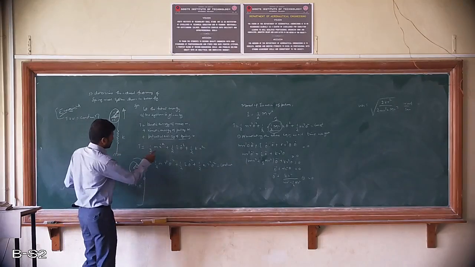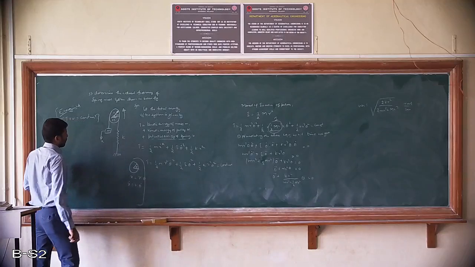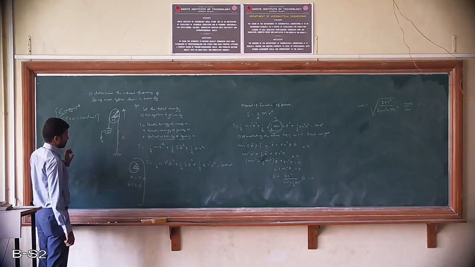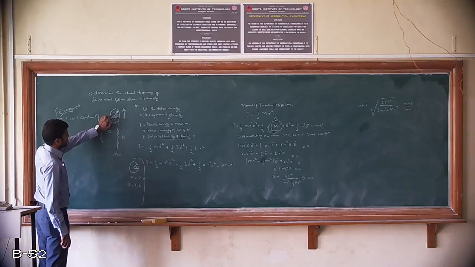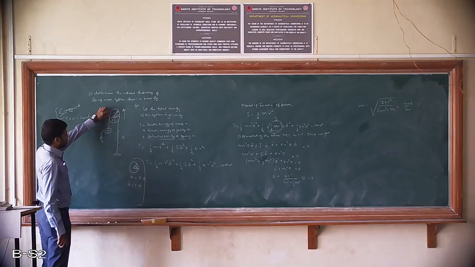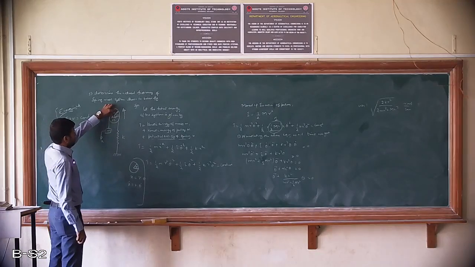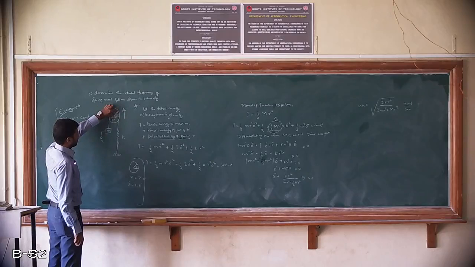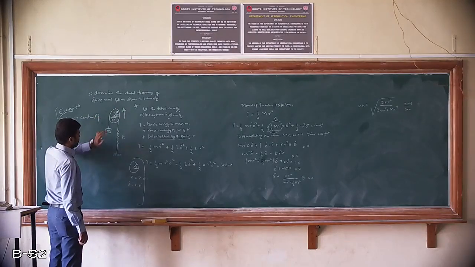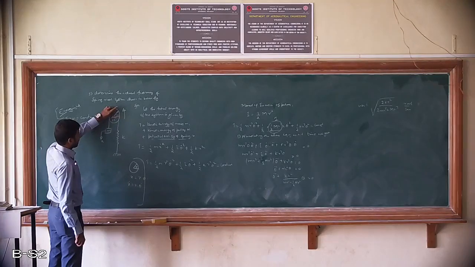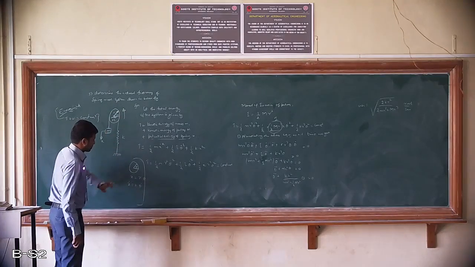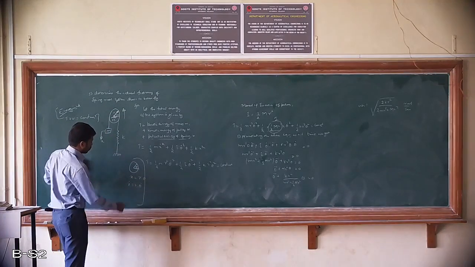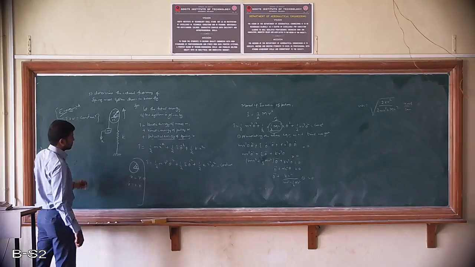So what is x now? X is the displacement. How much displacement is going to take place? It is a displacement of r into theta, because r is the radius and theta is the angle through which it is displaced. So total displacement x is equal to r into theta. So what is x dot? R into theta dot is x dot.